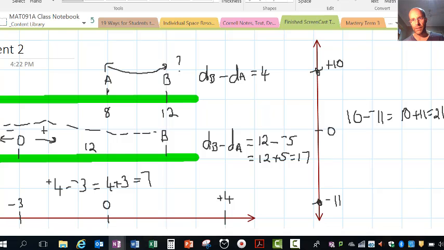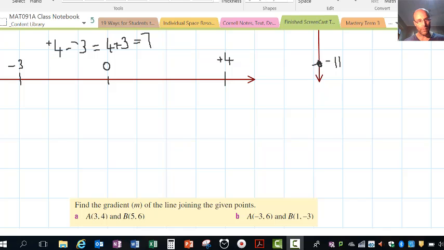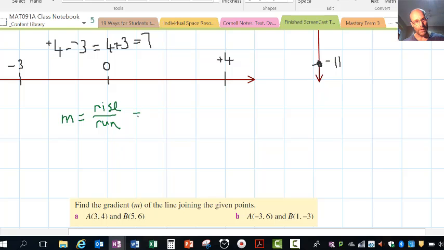What's this got to do with gradient? Let's have a look. As we saw before, the gradient of a line, which has the symbol m, is rise over run. If we've got 2 points, let's call point A, it is given by 2 numbers. Okay, a point needs 2 numbers, an x and a y coordinate.